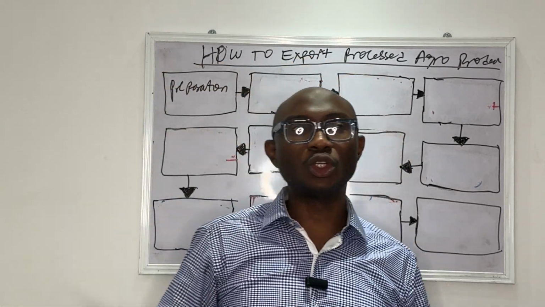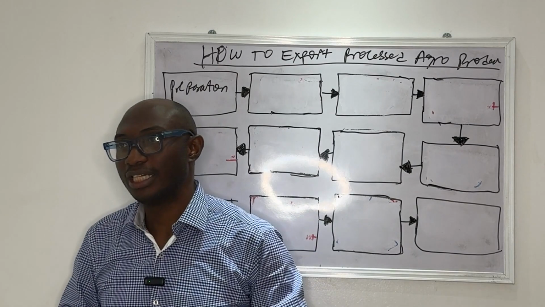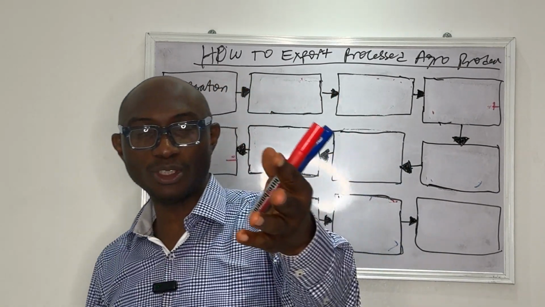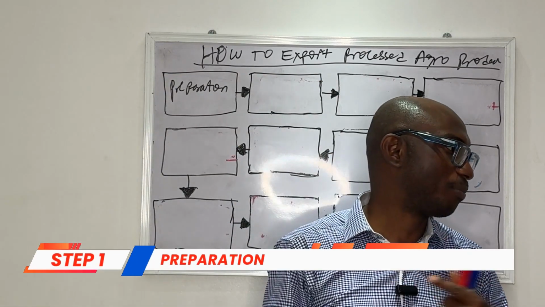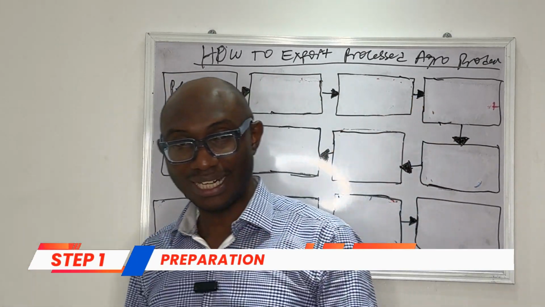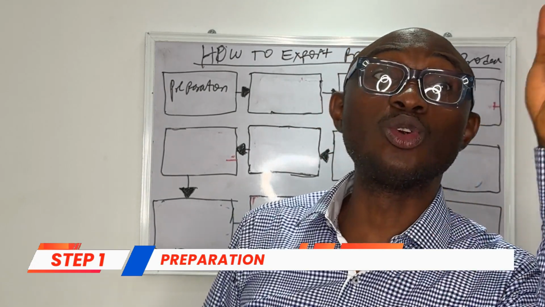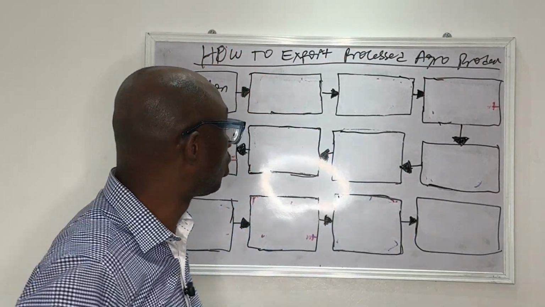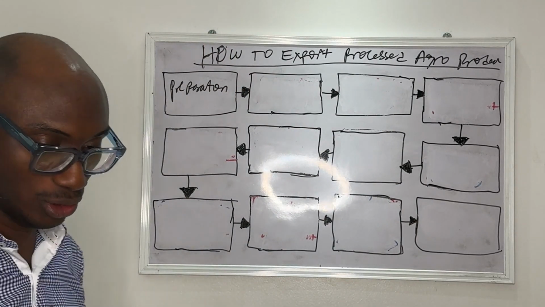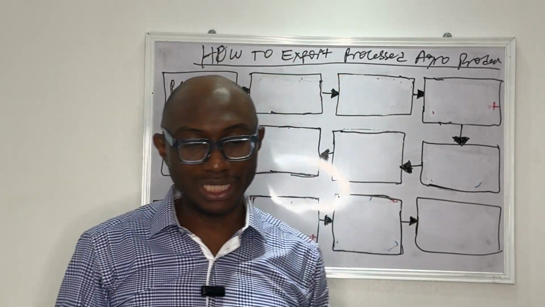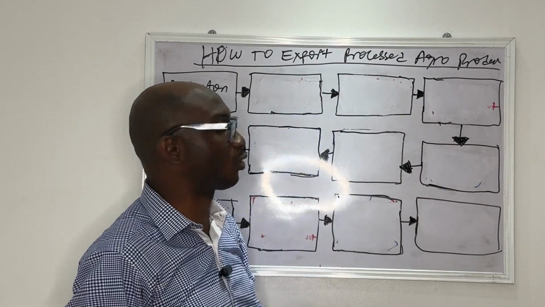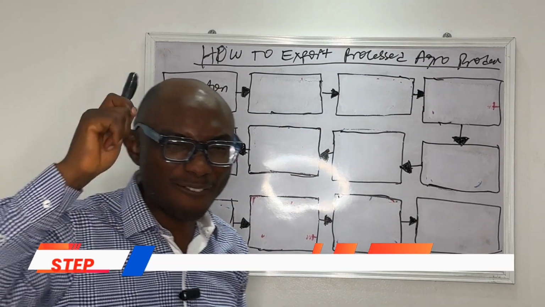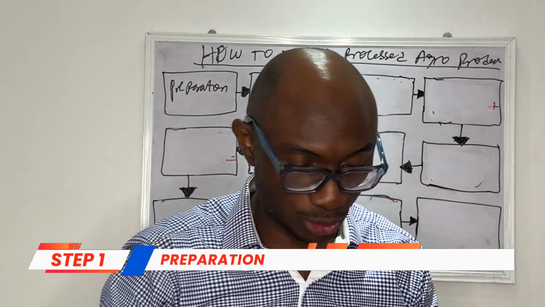So let's assume I want to export which product now? Give me a product. Which processed food item? Okay, let's say roasted granite or roasted cashew nut. Let's say roasted cashew nut. Roasted cashew nut is what we are looking at as a processed agro product. Now, at the point of preparation, I'm learning everything learnable about processed cashew nut.